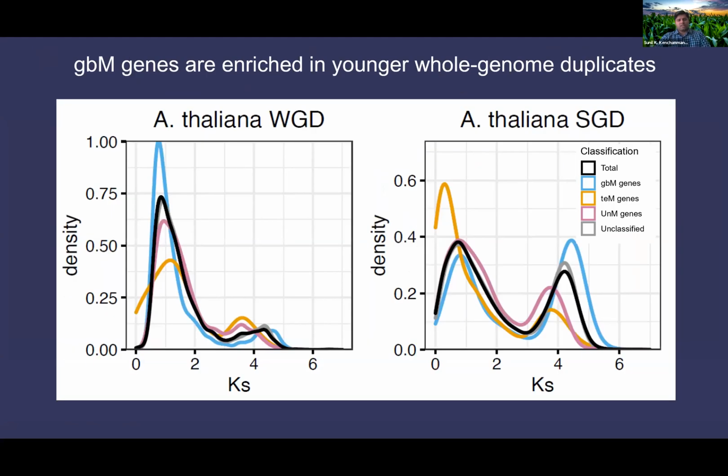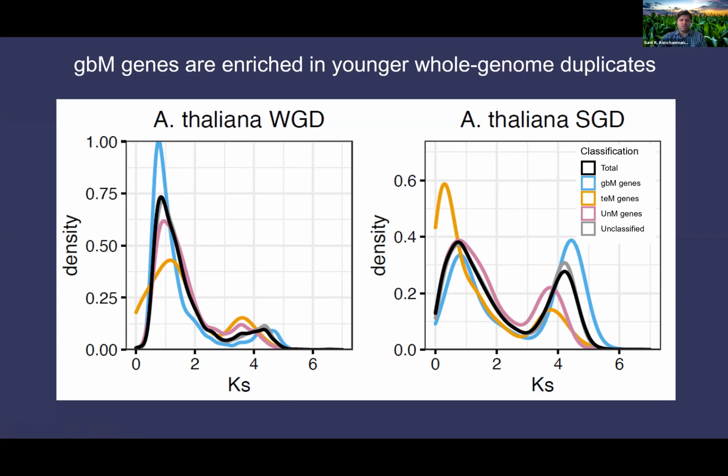For this, I looked at synonymous substitution rates, Ks. Synonymous substitution rates have been used to determine the age of genes in gene duplications, because the assumption is that synonymous substitutions usually do not affect the function of the genes. So as the gene ages, it tends to accumulate synonymous substitutions. As you can see here, if a gene shows lower Ks, it is a younger gene, and as the gene ages, it accumulates more Ks, and then it's an older duplicate. Here you can see from Arabidopsis whole genome duplicates that the younger whole genome duplicates tend to show higher gene body methylated genes, whereas when you come to single gene duplicates, we see younger duplicates showing higher transposon-like methylation.